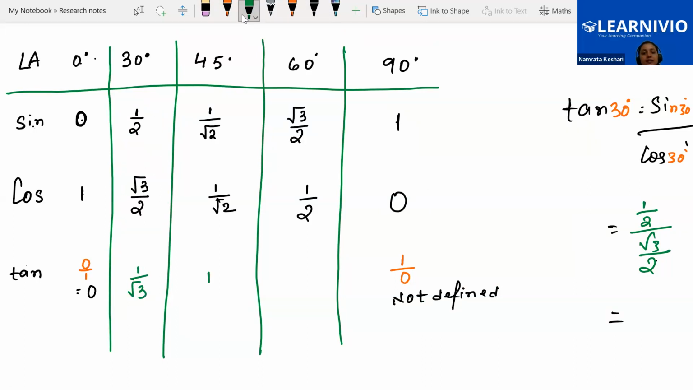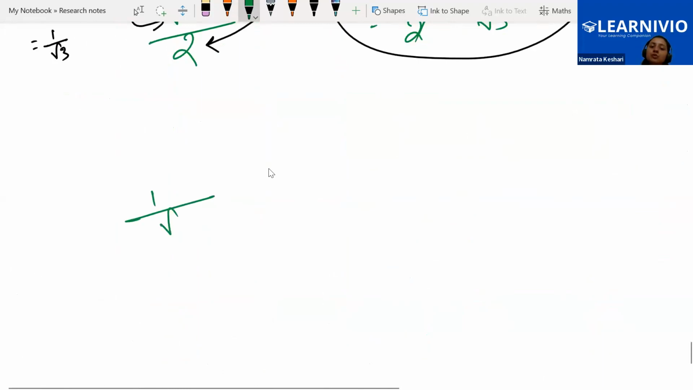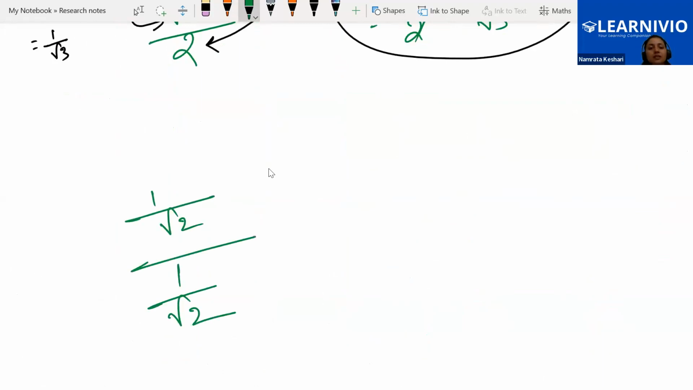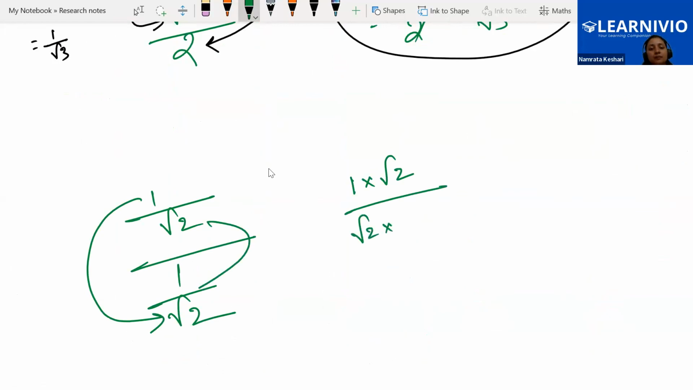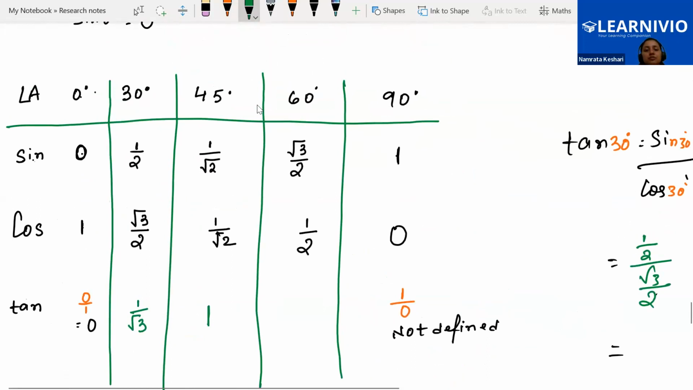Exactly, the result will be 1. Again, I would remind you, 1 by root 2 by 1 by root 2. Okay, directly you can cancel, or if you apply the short trick, multiply outer number 1 into root 2, multiply the inner number root 2 into 1. So everything just cancels out. 1 is the answer. Any confusion so far? Please find tan 60 degree.